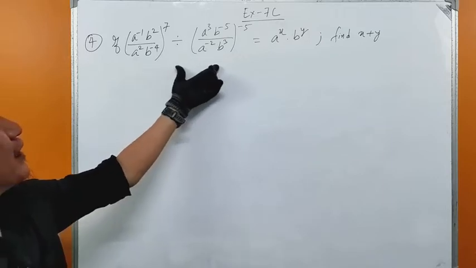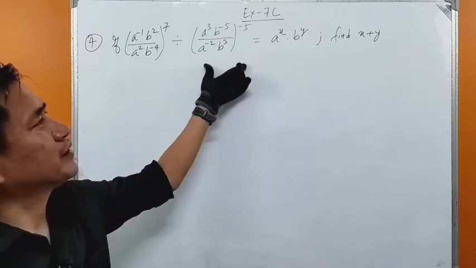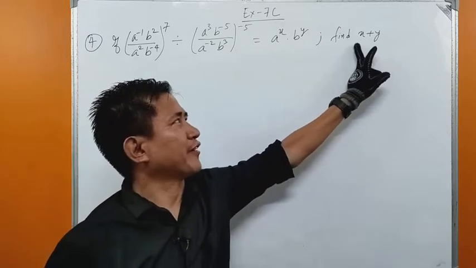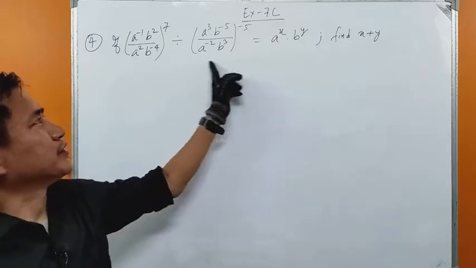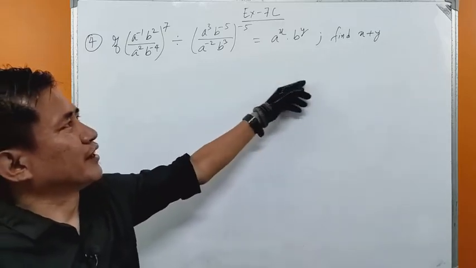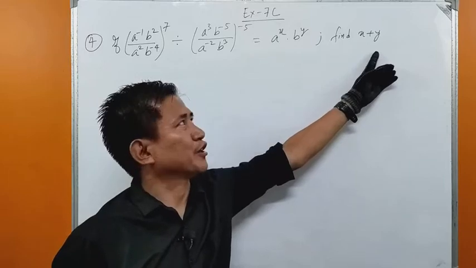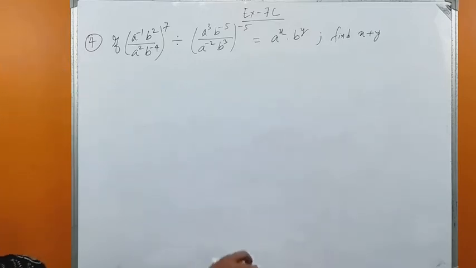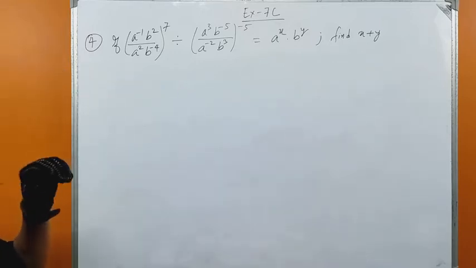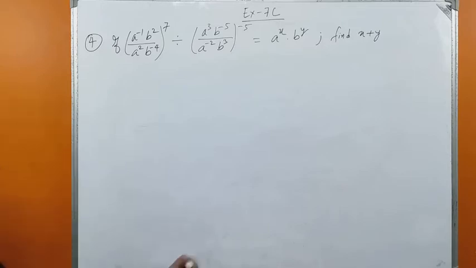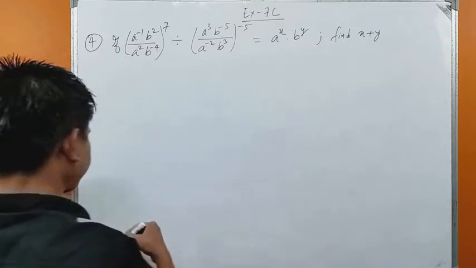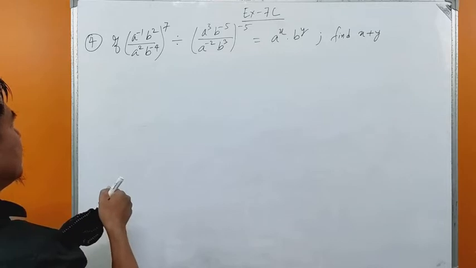So this is an equation given to us and we are asked to find the value of x plus y. This is the equation and we are asked to find the value of x plus y. Okay. So first we find the values of x and y, and then we add up to find the value of x plus y. So let's do this.